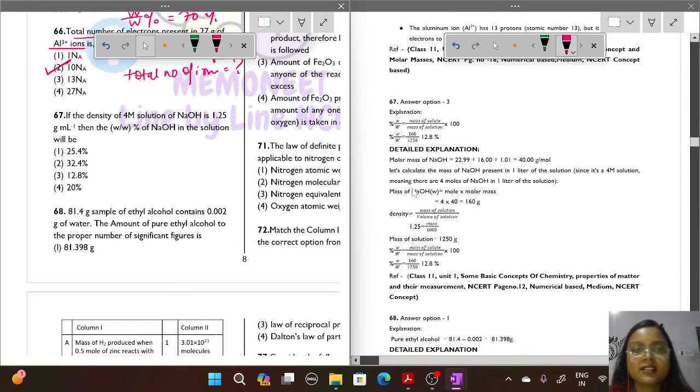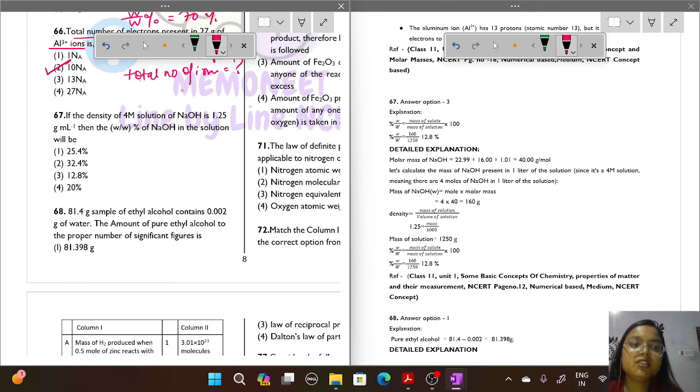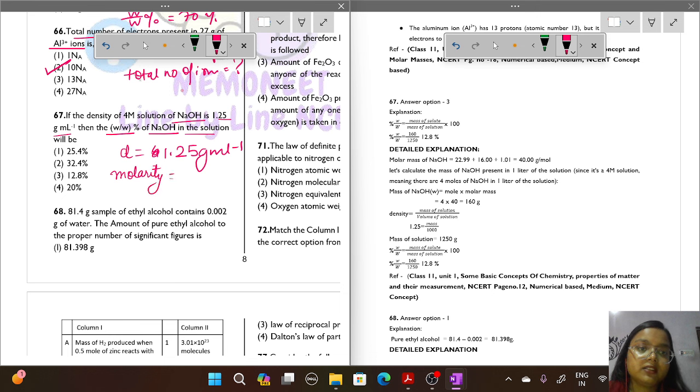Next is question number 67. If the density of 4 molar solution of NaOH is 1.25 gram per ml, then the weight by weight percentage of NaOH in the solution is. Density is given as 1.25 gram per ml, and molarity is given as 4 molar, right? And we have to find out the weight by weight percent.